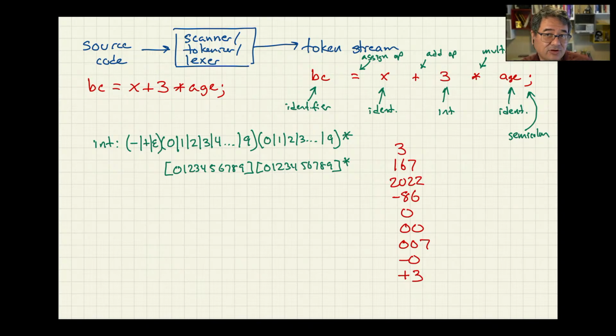And then they have a further optimization that lets you do a range of characters. And this is nice and compact. So you do it like this. Dash or plus or nothing, right there. Followed by a digit, followed by 0 or more subsequent digits.